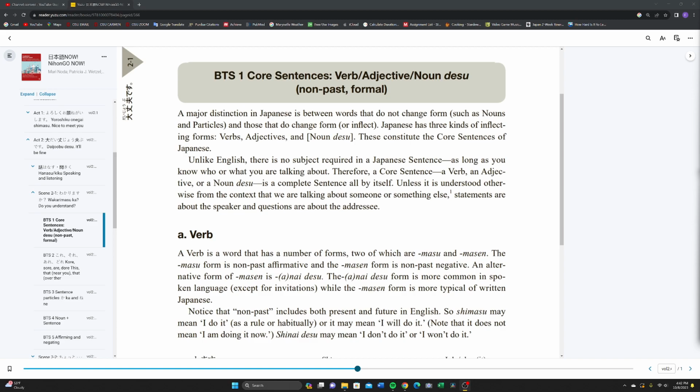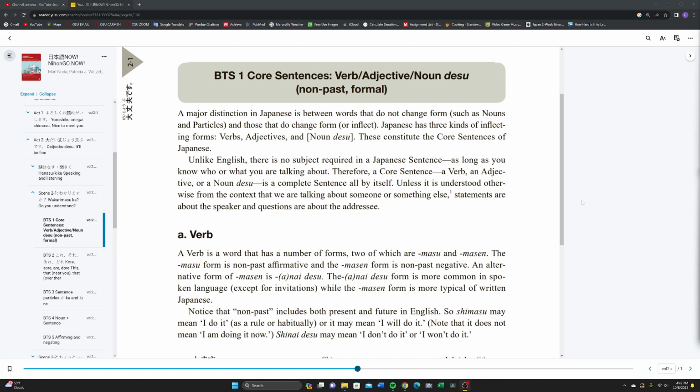Unlike English, there is no subject required in a Japanese sentence, as long as you know who or what you are talking about. Therefore, a core sentence, a verb, an adjective, or noun plus desu, is a complete sentence all by itself. Unless it is understood otherwise from the context that we are talking about someone or something else, statements are about the speaker and questions are about the addressee.